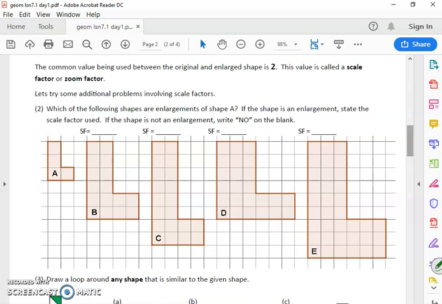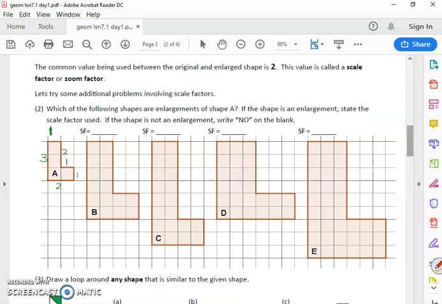So for example, I want to compare A and B as an example, and then turn the video off once I'm finished with B, and then take a look at C, D, and E, and decide are those shapes also scaled copies of A. So on A, the height is a 3, this length is a 1 going across the top, coming down is 2 over 1, and then the bottom is 2.